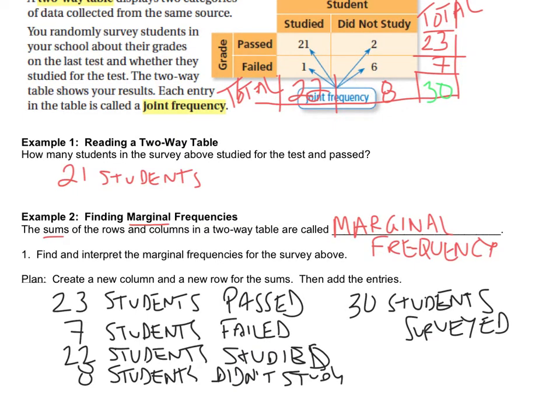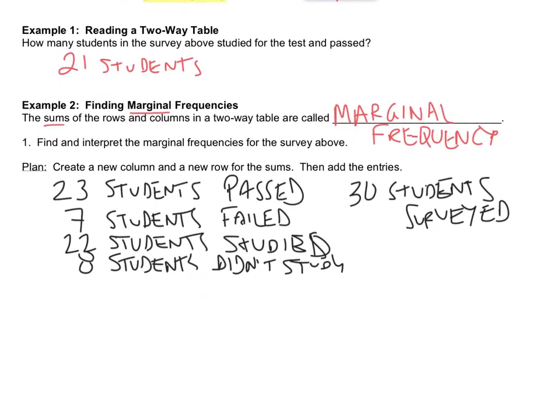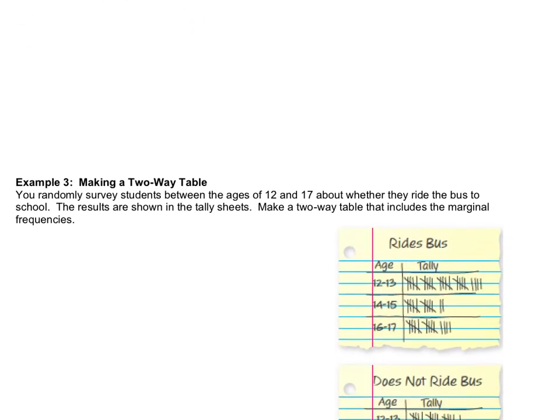So when we're asked to interpret, remember that means we are talking about how our numbers and what they mean. So when it says create a new column and new rows, we kind of already did that. And that's how you would add on a new row and a new column to get your marginal frequencies to fill in the table above. Okay?